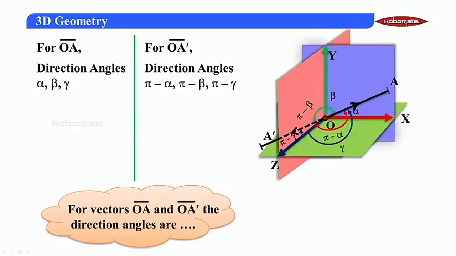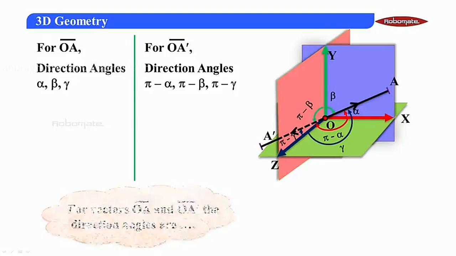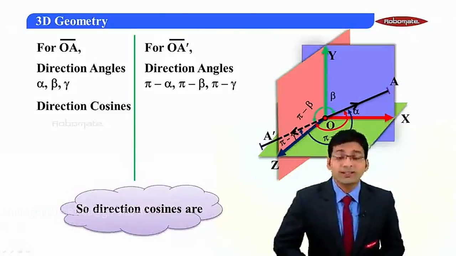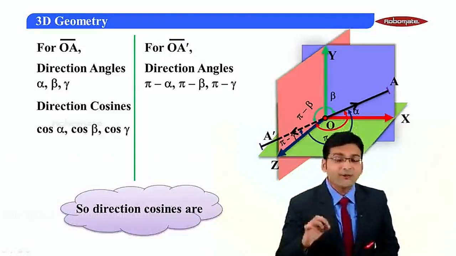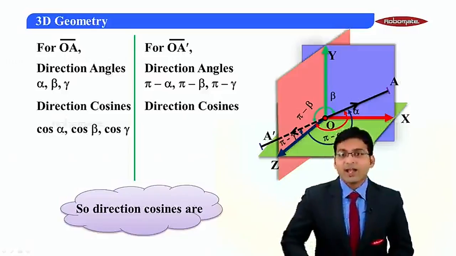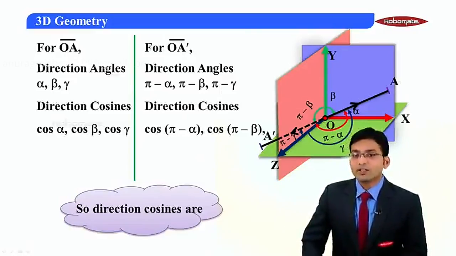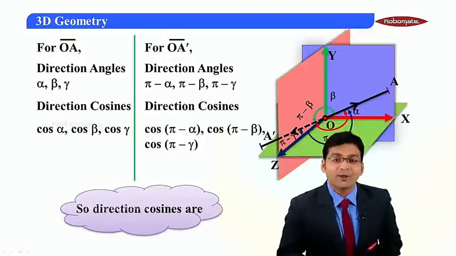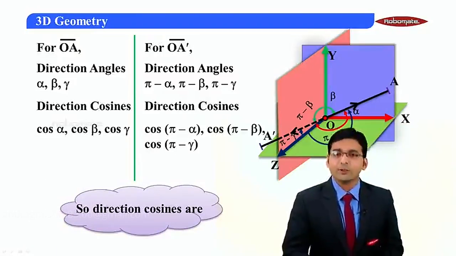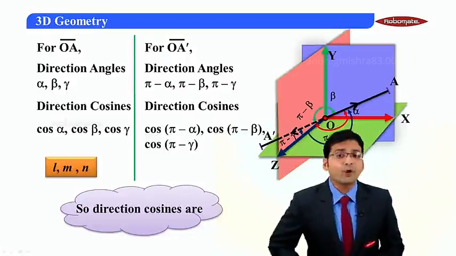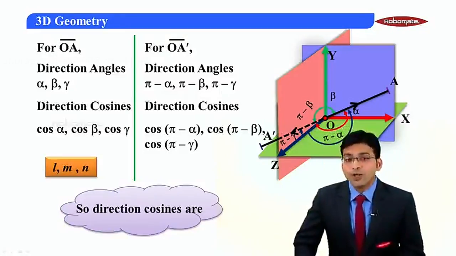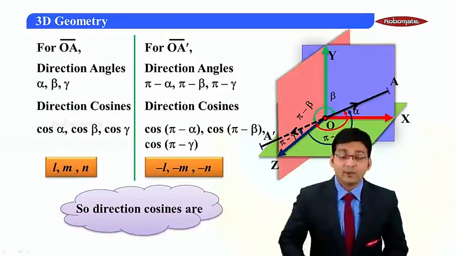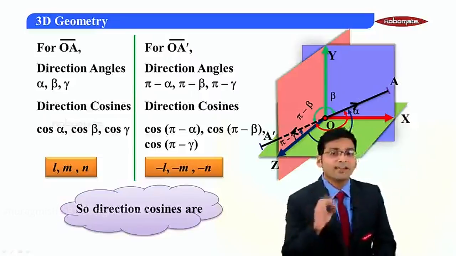Once we have direction angles of these two vectors, let us calculate the direction cosines. For vector OA, the direction cosines are cos alpha, cos beta, cos gamma, and for vector OA dash we have cos of pi minus alpha, cos of pi minus beta and cos of pi minus gamma. So if we say L, M, N for vector OA, then for OA dash it is minus L, minus M, minus N, because cos of pi minus alpha is minus cos alpha.